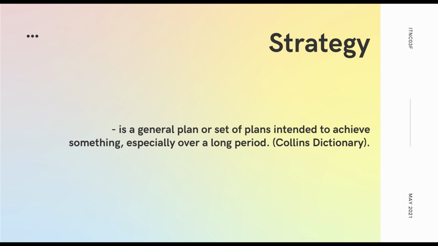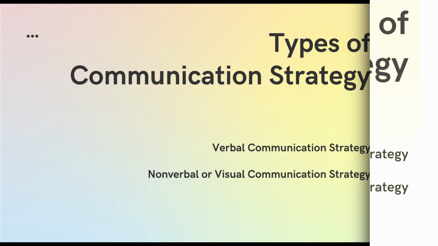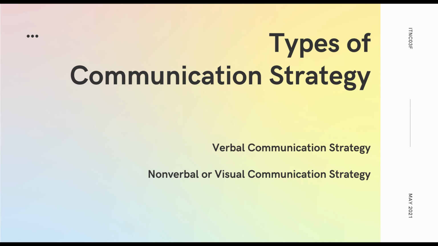Strategy. It is a general plan or set of plans intended to achieve something, especially over a long period. And communication strategy is the blueprint for how the communication will be exchanged. There are two types of communication strategies. The first one is the verbal and the second one is the non-verbal or the visual.